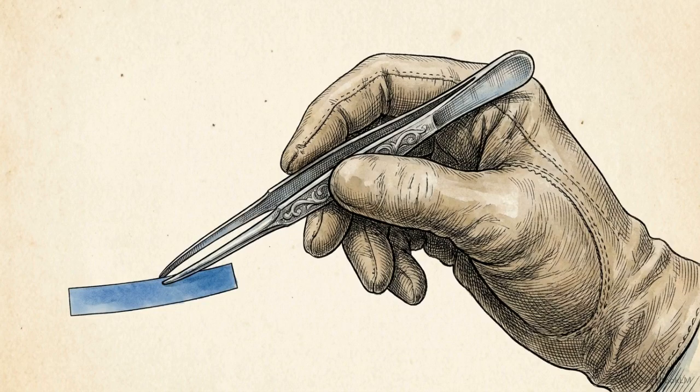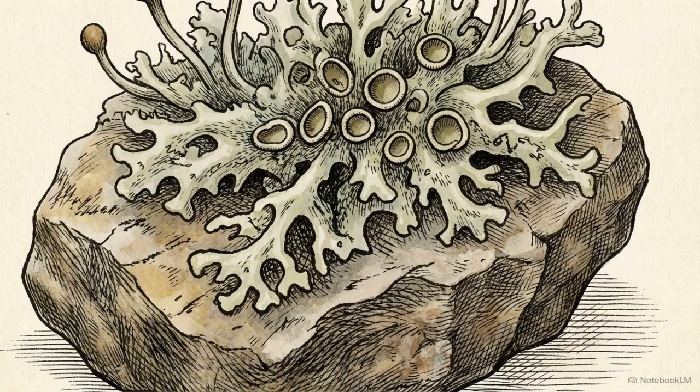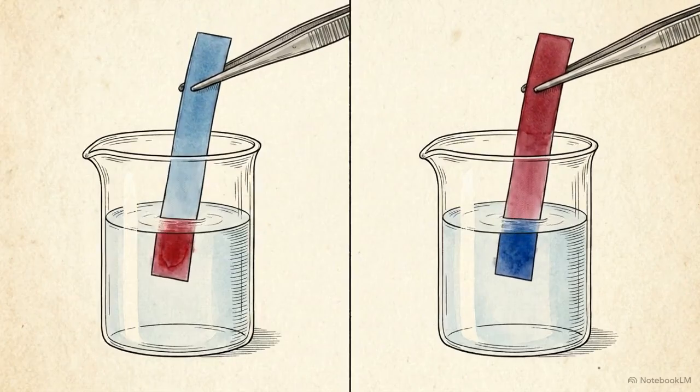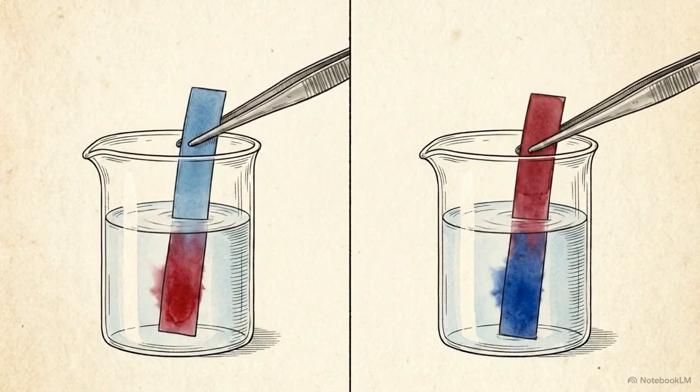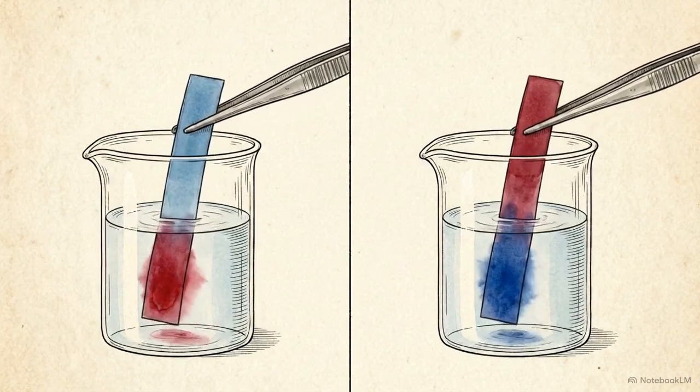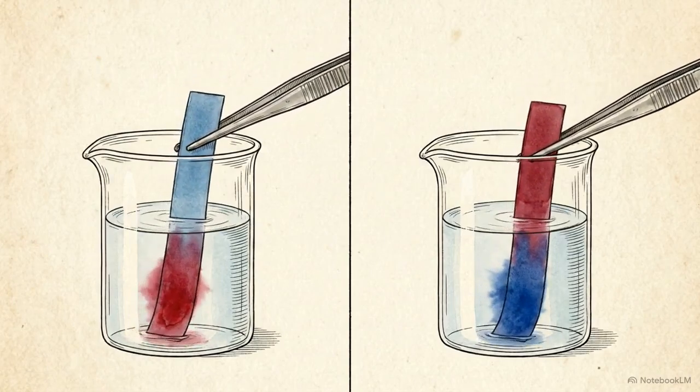To identify them safely in a lab, we often turn to litmus. It's one of the oldest natural indicators in use, originally extracted from a type of plant called lichen. Litmus follows a predictable set of rules. Blue paper turns red when dipped into an acid, and red paper turns blue when it encounters a base.